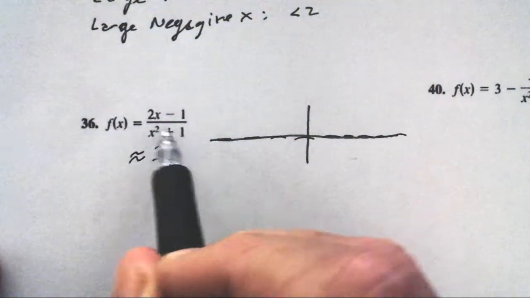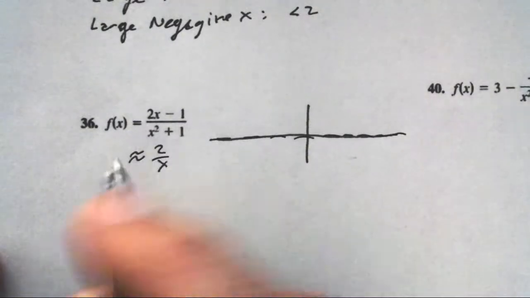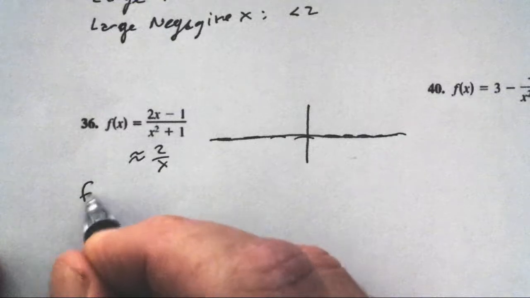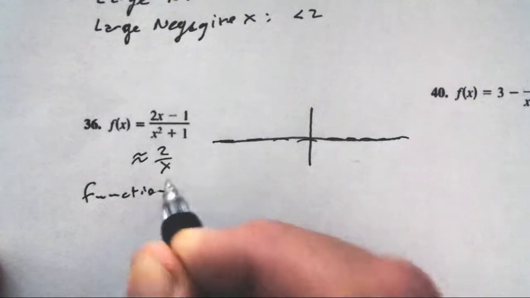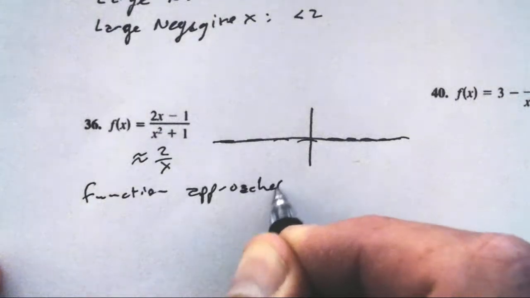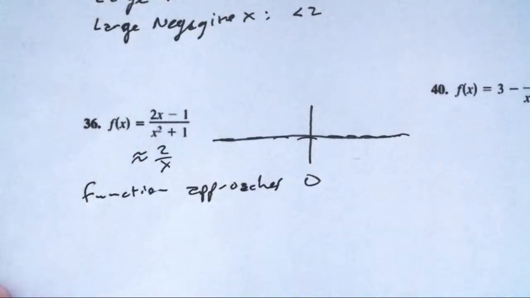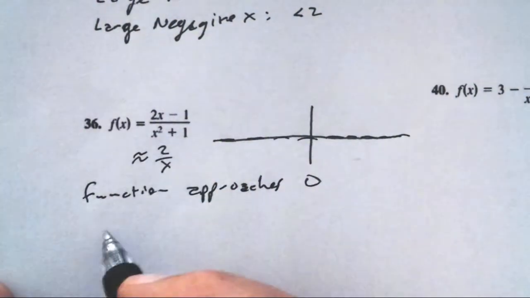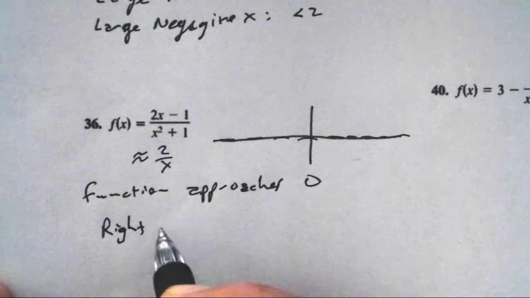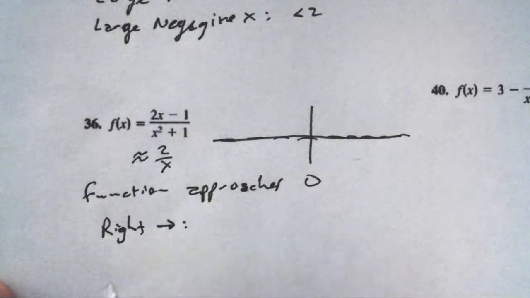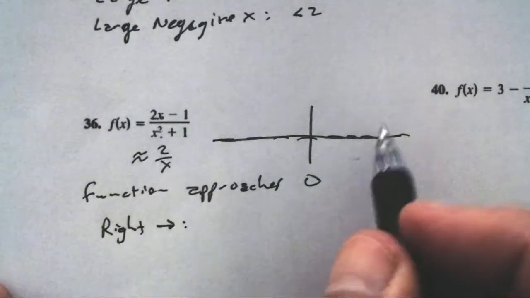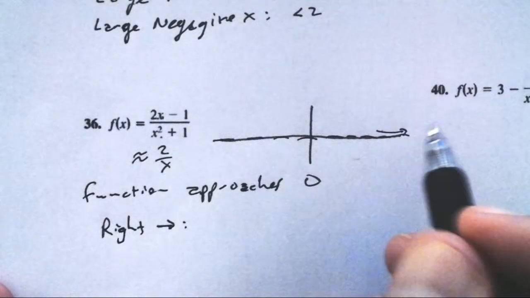When x is big and positive, out to the right, in this case, the function approaches 0 to the left and right. As we approach to the right, or as we get big positives to the right, we get positive divided by positive is positive, so it must be above 0.